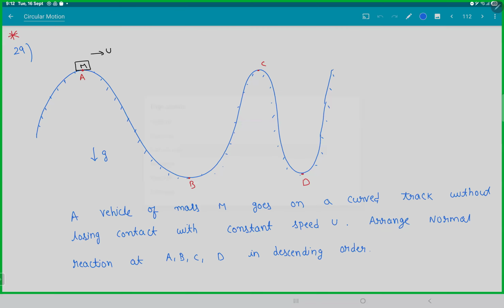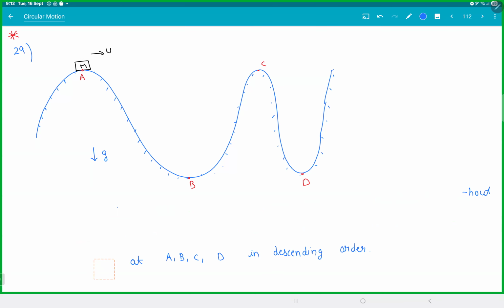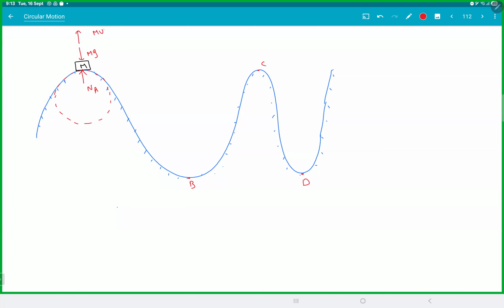If you ask me about normal reaction, the first thing to do is start with the free body diagram, because nothing else will give you a normal reaction. So what are the forces? This will be your normal reaction NA, your own weight mg. Remember, this will be like a circle of this sort. Centrifugal force is away from center, so this will be mu square by RA. So normal reaction here will be mg minus mu square by RA.